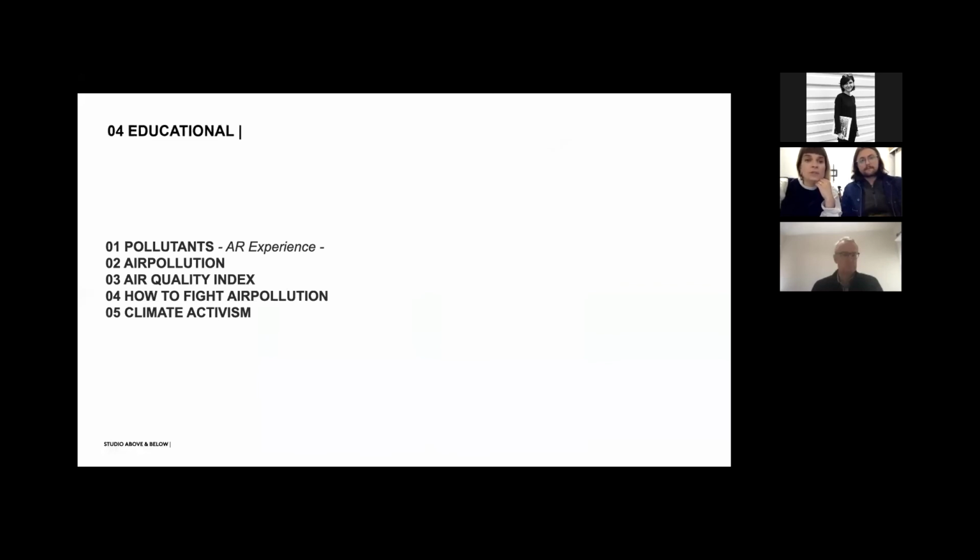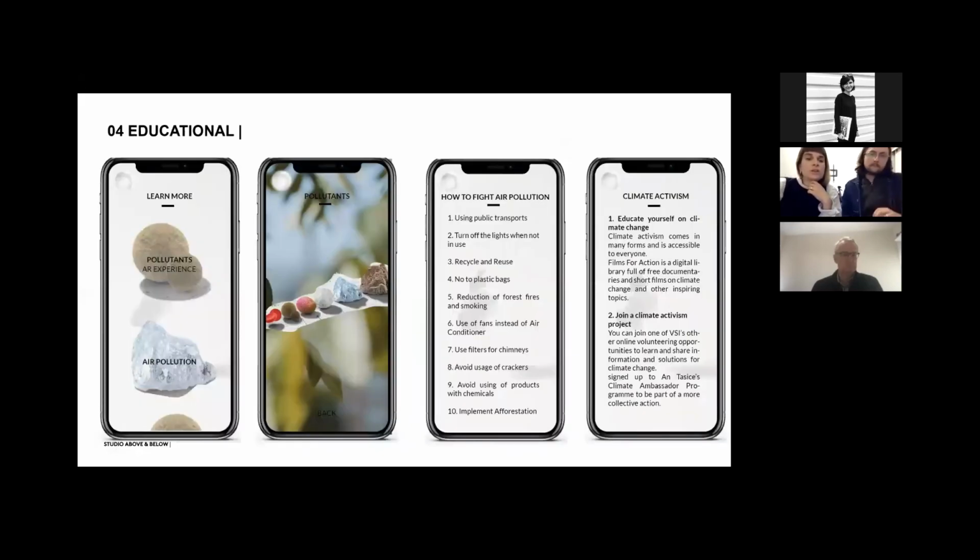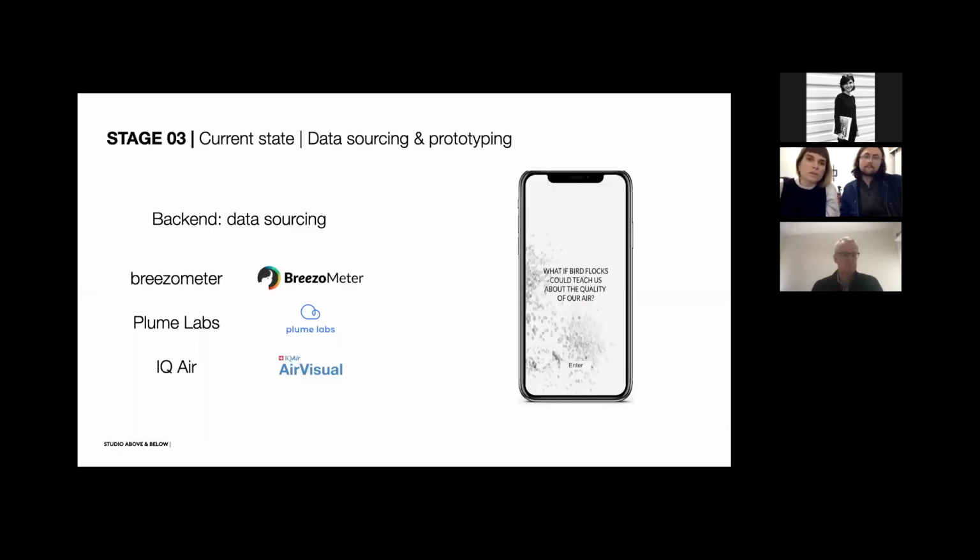And then the educational bit, as said, these are the 5 elements we would like to bring in. We are interested, for example, to make the pollutant part, where we want to show people how PM10 and PM 2.5 look in relation to other particles that surround us. We imagine this is going to be an augmented reality part as well, where people can experience those pollutants.